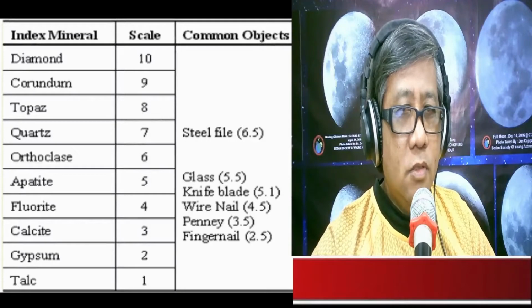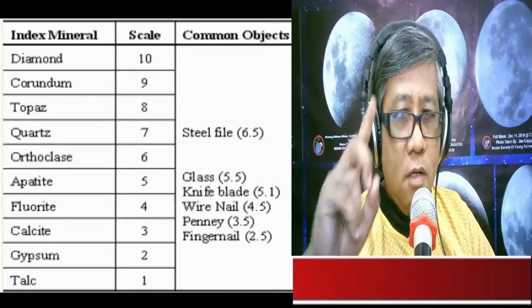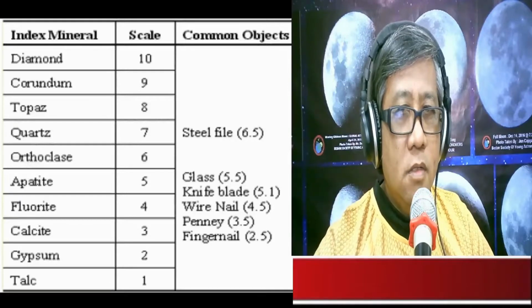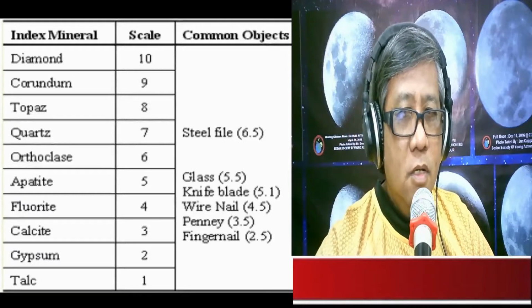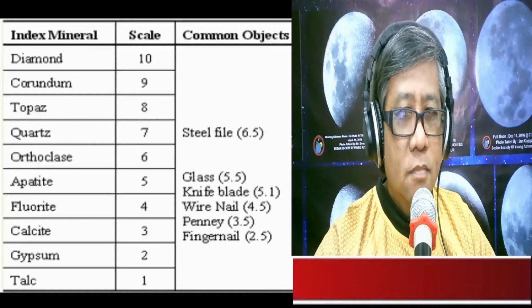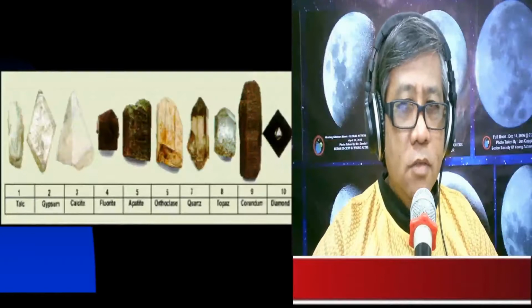Then we have rank 6, orthoclase feldspar. Then rank 7 is quartz. So this means that quartz can scratch feldspar, but not the other way around. Then we have rank 8, topaz. Rank 9 is ruby. And the hardest of all the minerals is diamond. Diamond is the hardest mineral on the planet. So hardness is considered by mineralogists in identifying minerals.